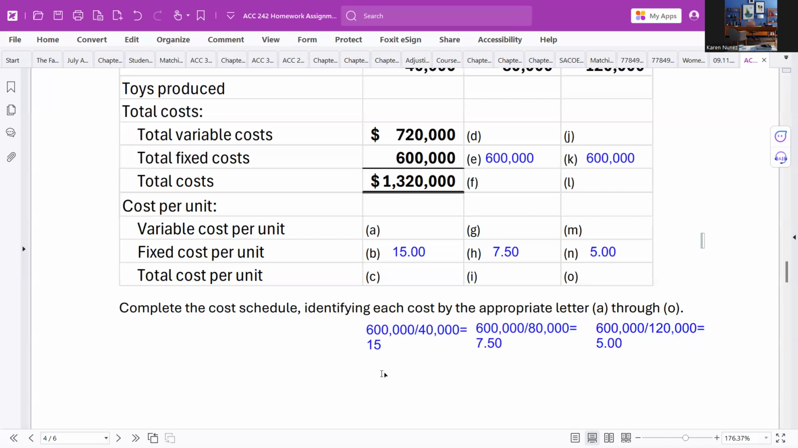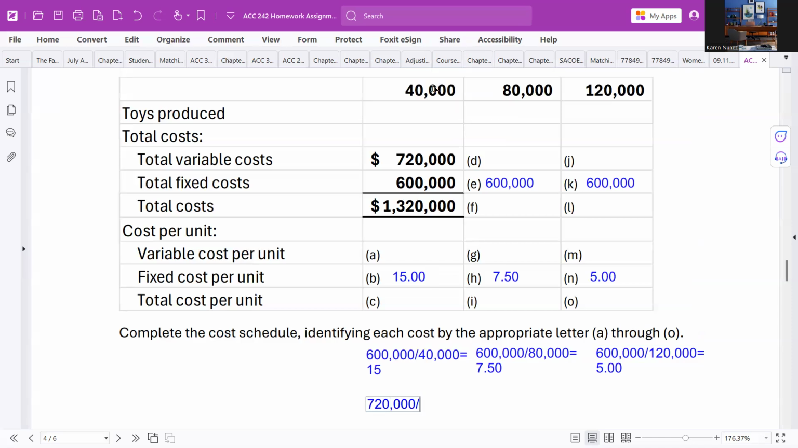So we've got variable costs of $720,000, and that is for exactly 40,000 units, right? So we've got total variable costs of $720,000, and that is for 40,000 units. So 720 divided by 40,000 units is exactly $18. The variable costs are $18 a unit.